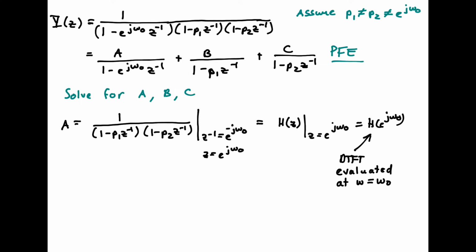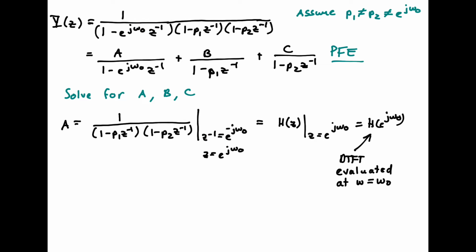And then all we have to do is solve for the a, b, and c coefficients. So let's solve for a, first of all. If we do it by our standard method, we cover up this pole, and we're just left with a equal to the remaining two terms, 1 over (1 minus p1 z inverse) times (1 minus p2 z inverse). And we evaluate that at the value of z inverse that will make this go to 0.